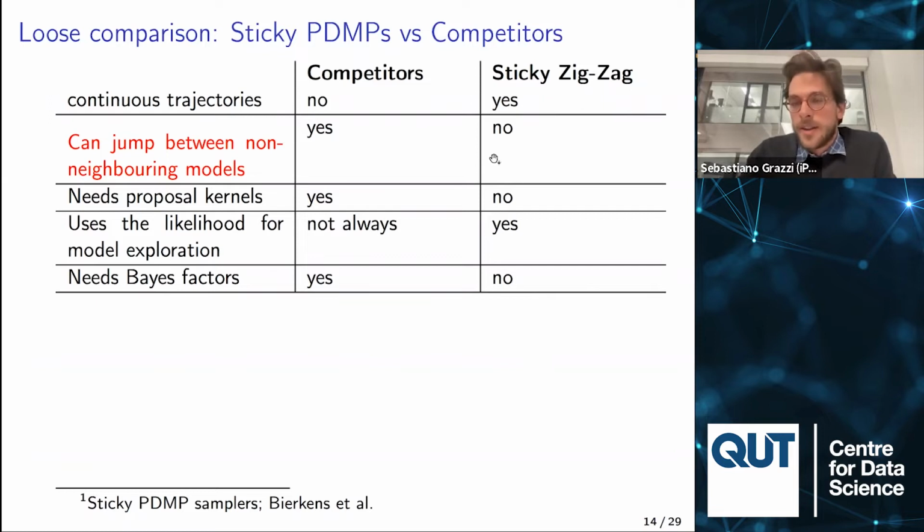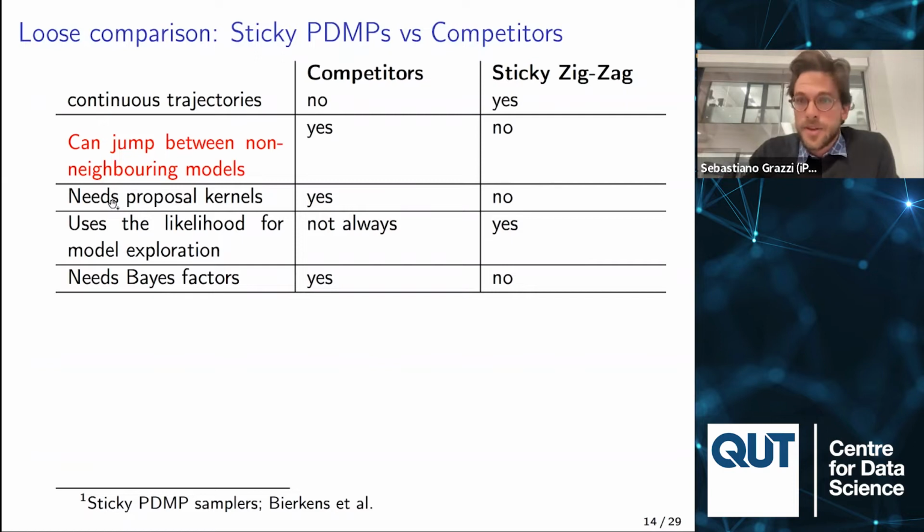Having continuous trajectories has a limitation because we cannot jump between non-neighboring models. And with this, I mean that, for example, if the process is exploring R2, and we don't want to explore the axis, which would be a neighboring model, but we want to jump into, for example, the point 0,0, the process will never hit the point 0,0 with probability 1. So it will never be able to jump to this model. And therefore, there is a limitation.